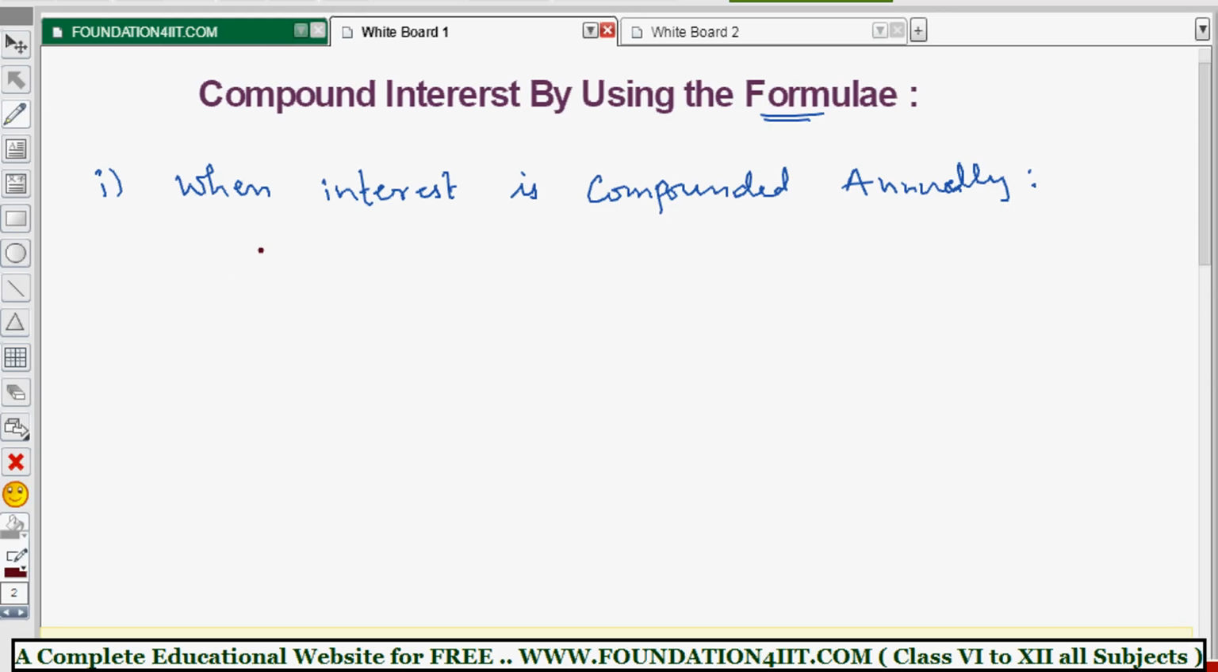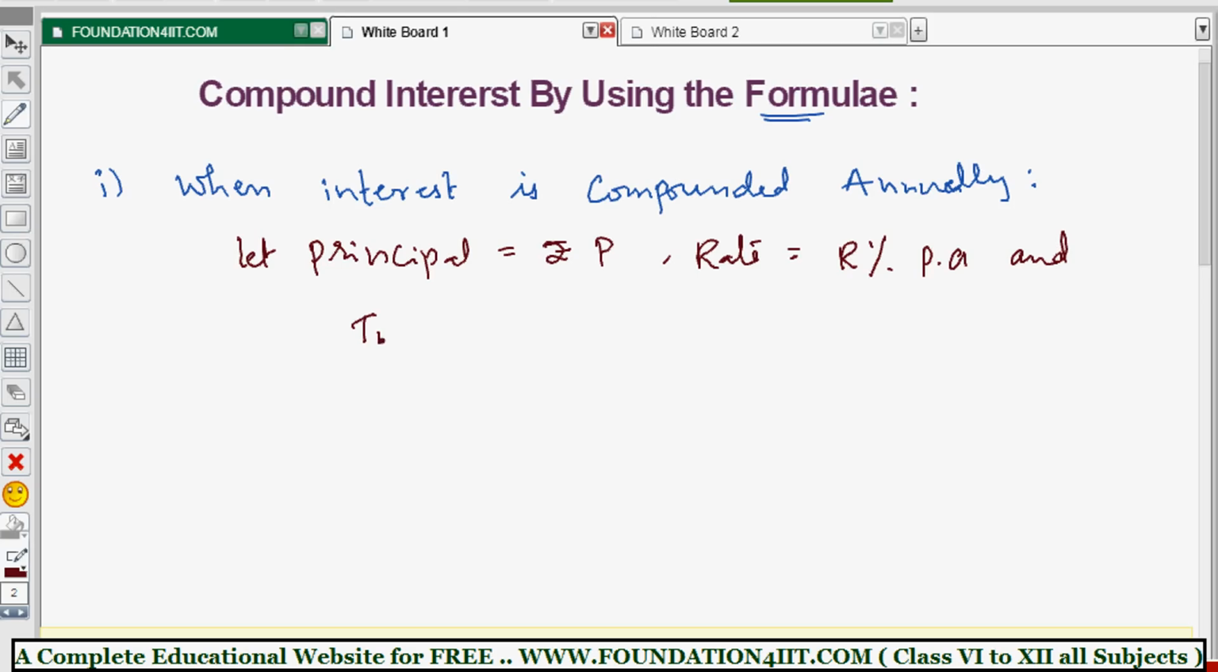Let the principal be rupees P. We need to take some letters, so in place of the value we substitute P. The rate is R percent per annum, and let the time be n years. Whatever time is given, we take it as n, that is n years.